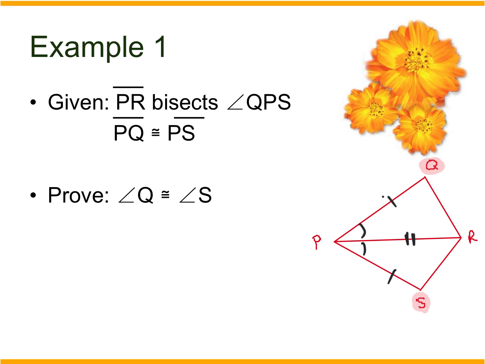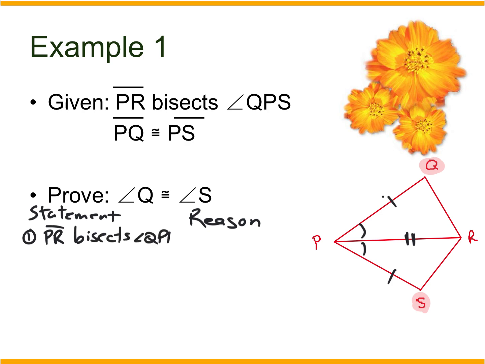We can tell just by what I filled in on the drawing that this will be side angle side, the easiest way we can prove it. But we still have to do the proof. So statement, reason. Statement 1 is PR bisects angle QPS, and segment PQ is congruent to segment PS. That is the given.